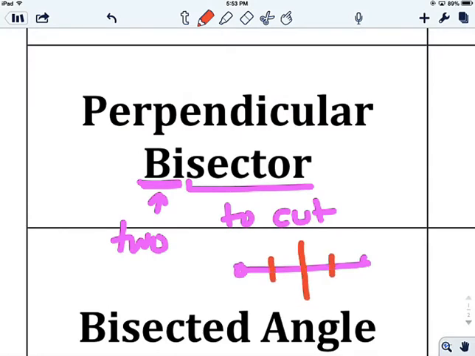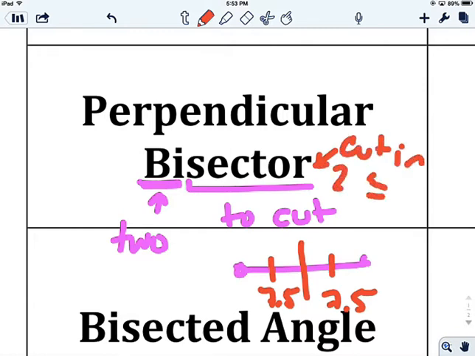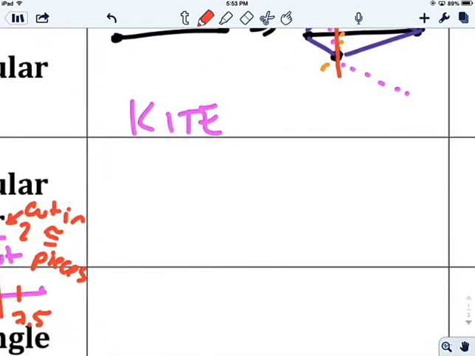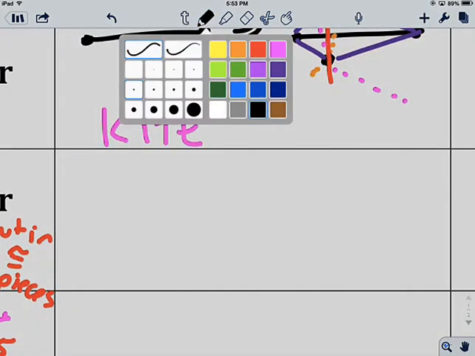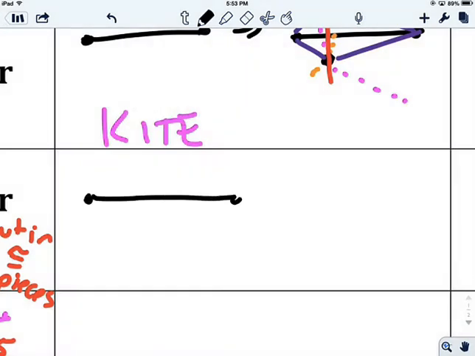So if the whole pink line was 15 inches, this is 7.5 inches, this is 7.5 inches. Bisect means to cut in half. I should say cut into two congruent pieces. So if I want to make that happen, if I have this line and I want to cut it exactly in half, the construction we're going to make is an isosceles triangle.